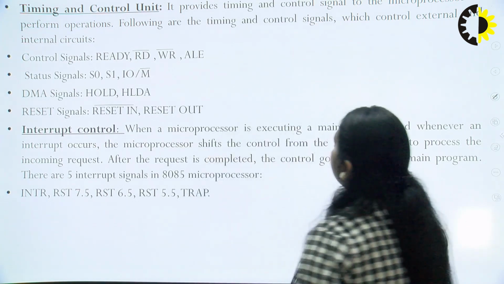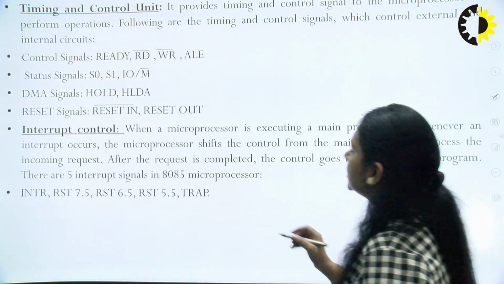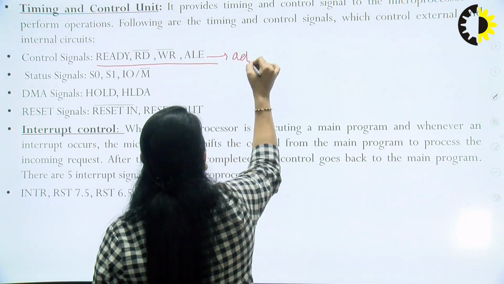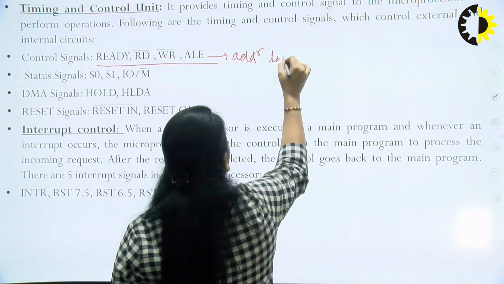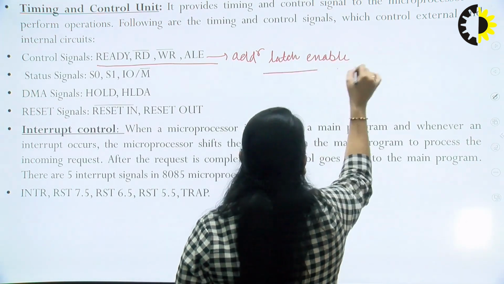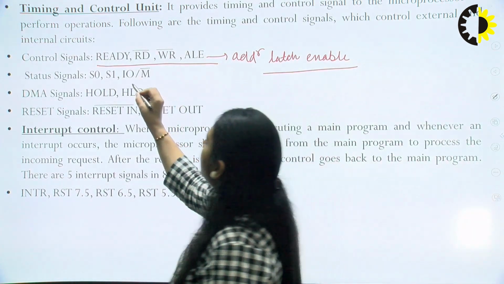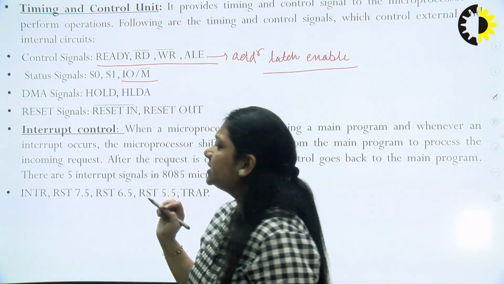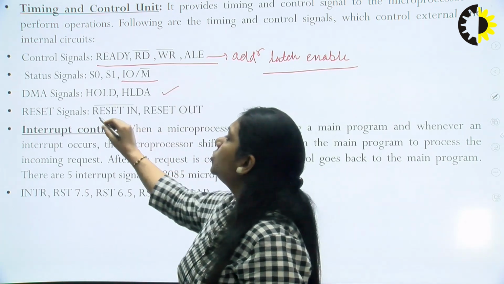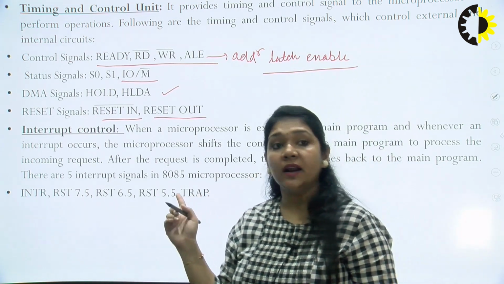The timing and control unit provides timing and control signals to the microprocessor to perform the following instructions. These are control signals: ready, read bar, write bar. ALE is address latch enable. We will be discussing all these pins in the pin diagram in detail. S1, S0, IO/M bar, input output memory bar, are status signals. Hold and HLDA are our DMA signals. There are 2 reset signals that are used to reset the microprocessor: reset in bar and reset out.